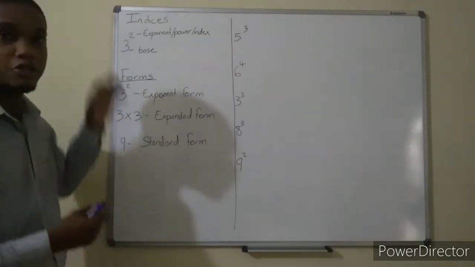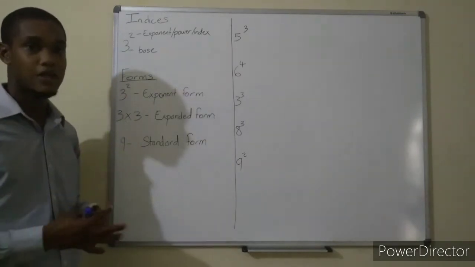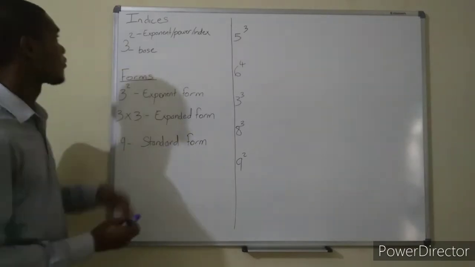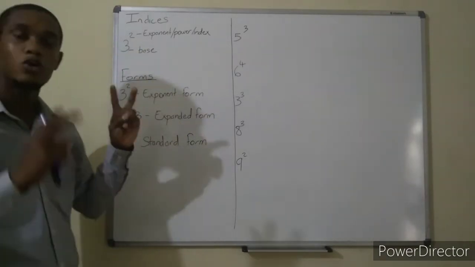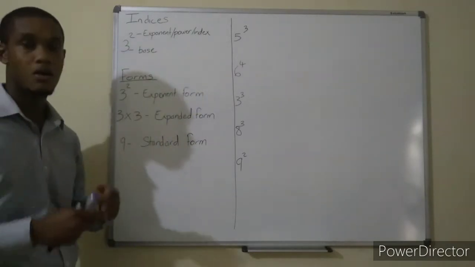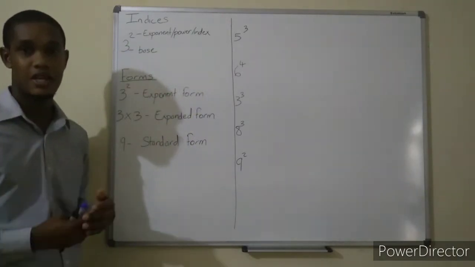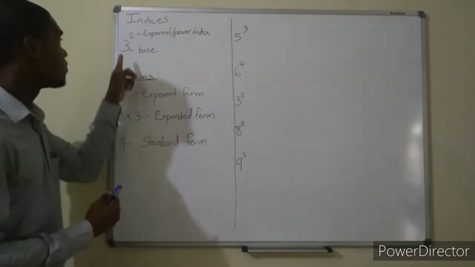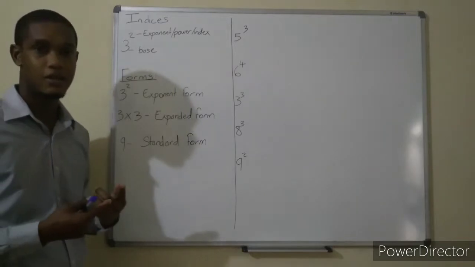The bigger number that is written below is called the base. It is the number that is supposed to be multiplied by itself repeatedly. The number that is, quote-unquote, floating is the exponent, the power, or the index. All three words refer to the same thing. And this tells you how many times the base is supposed to be multiplying itself.